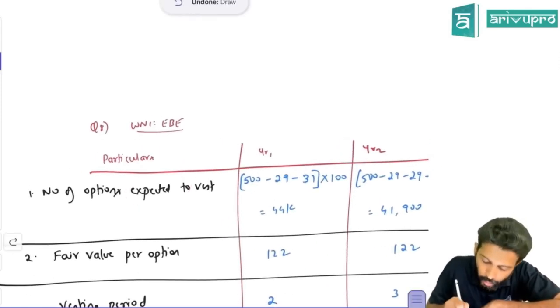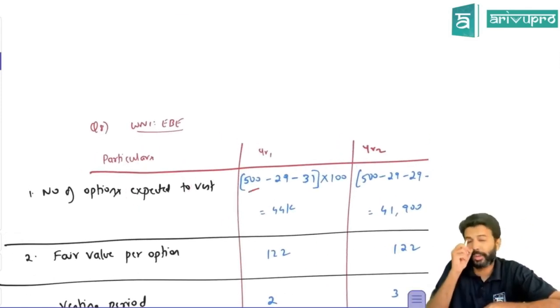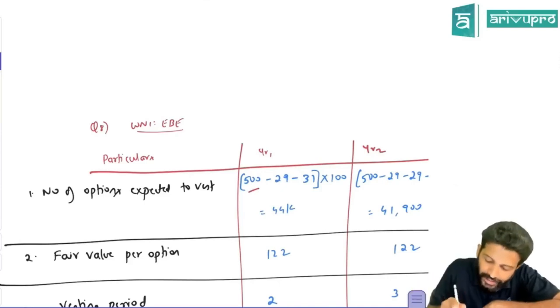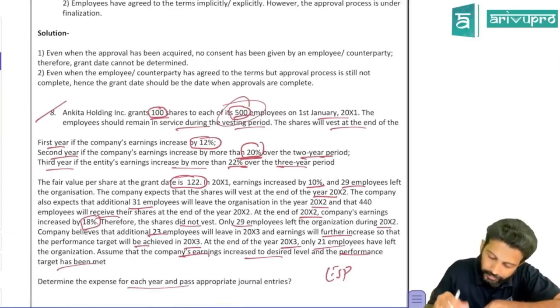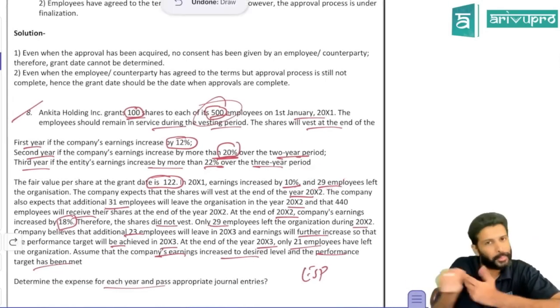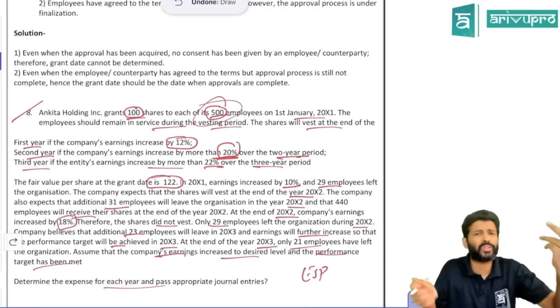How many options did you give, and to how many employees? 500. You are now at the end of year 1. In year 1 ending, how many employees actually left? 29 employees already left, sir. That means will they get it? No, because the condition was not met in the first year.